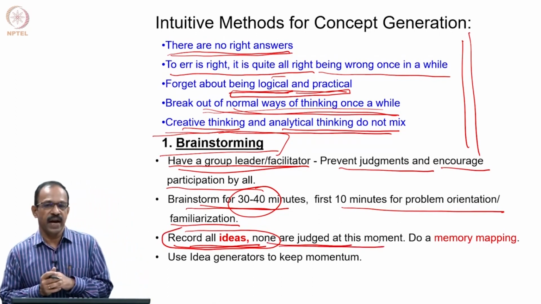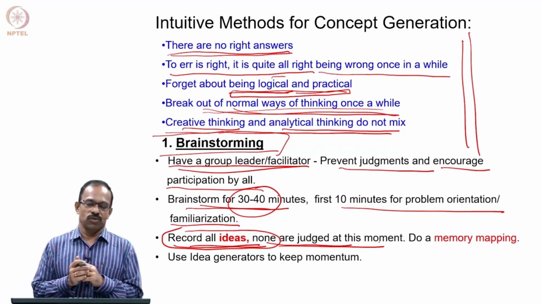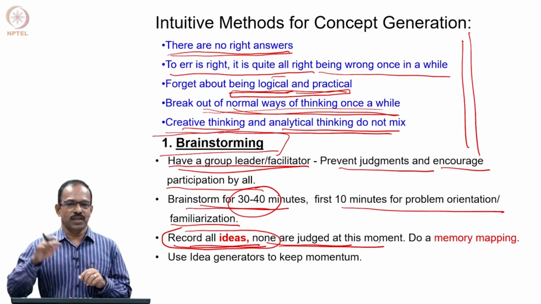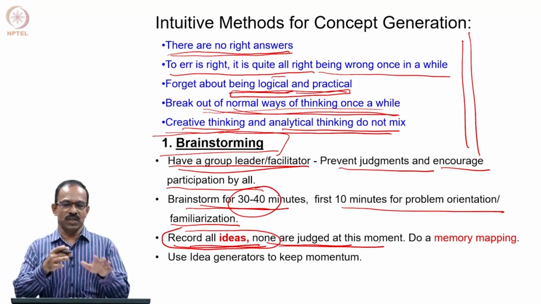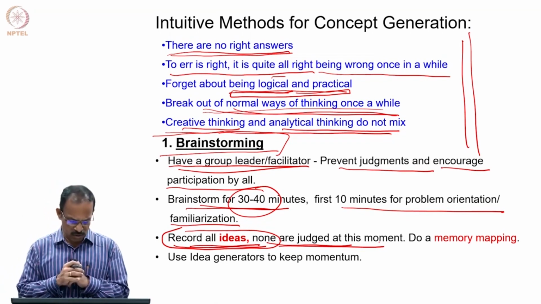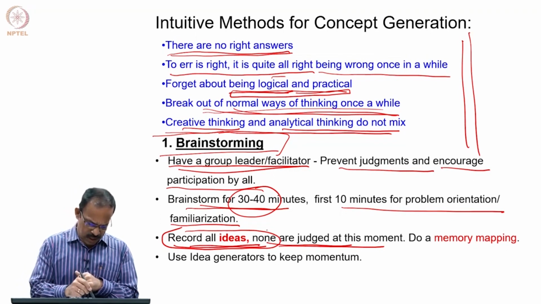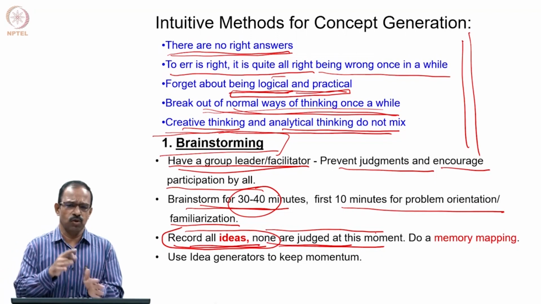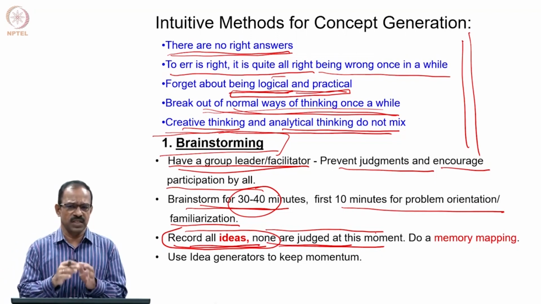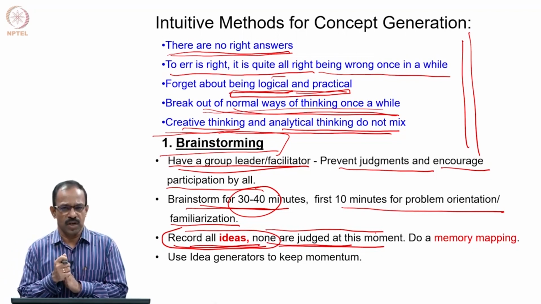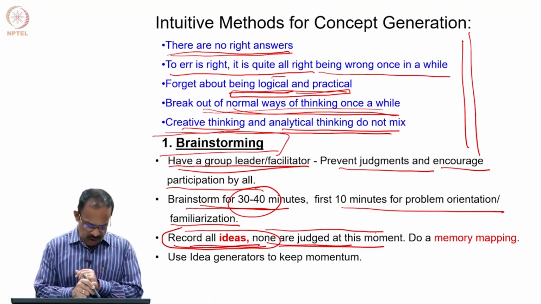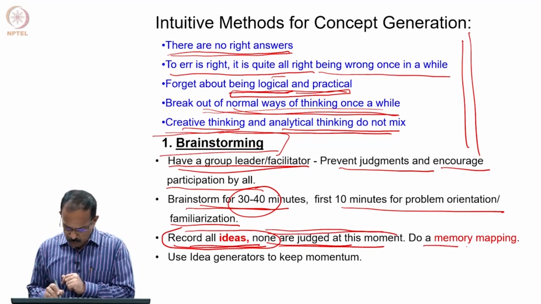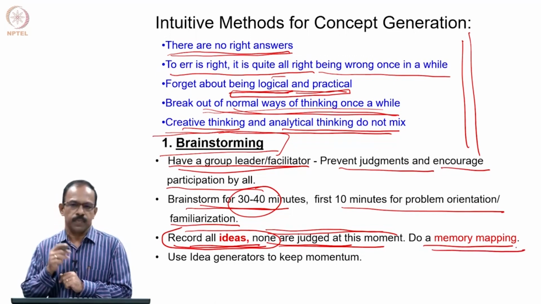Do not judge any idea at this moment. So, do not say, "Oh, this will not work because of so and so reason, and this will not work because the technology is not there," or whatever the reason you are trying to find out. Do not judge any idea at this moment, because you have another stage where you will be doing this exercise of judging and then removing things which are not possible. So, do not judge any ideas at this moment, and do a memory mapping.